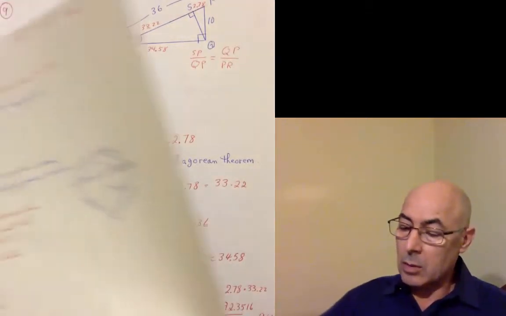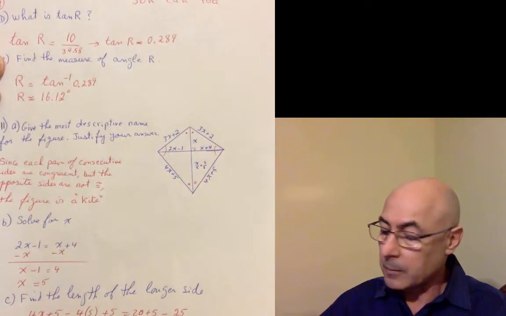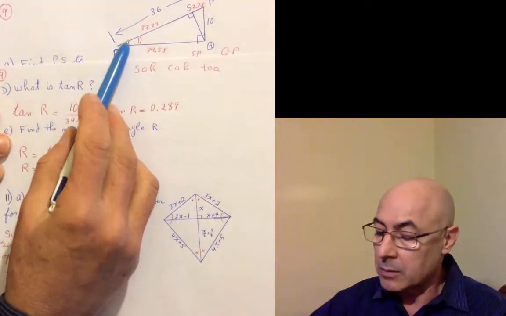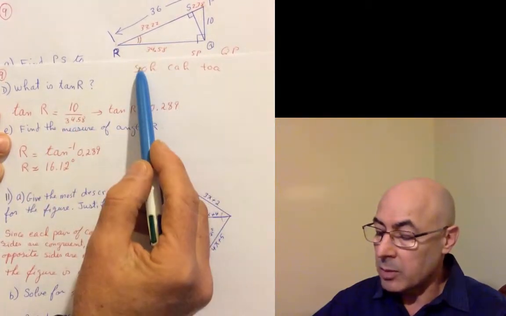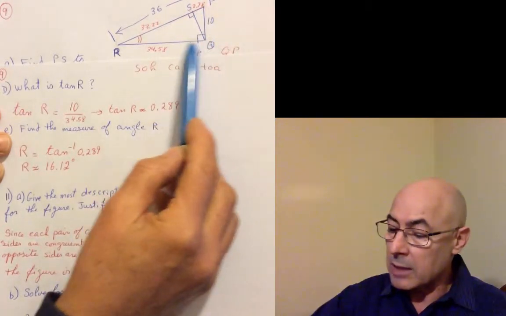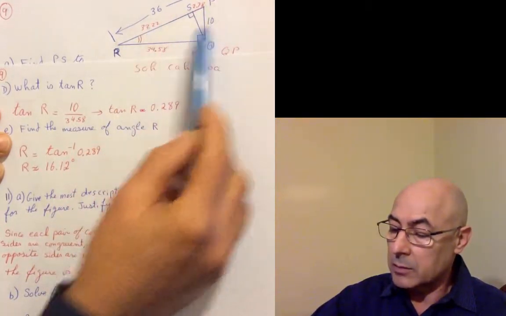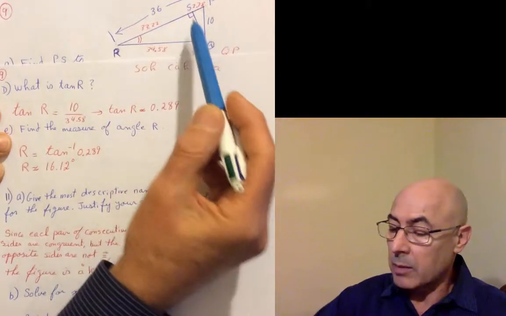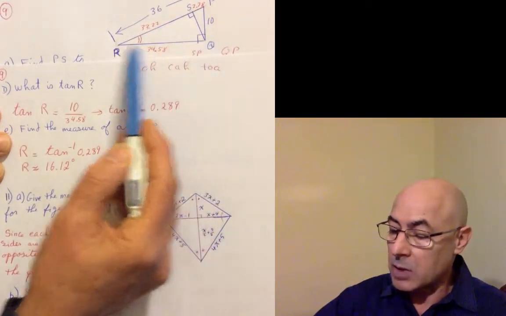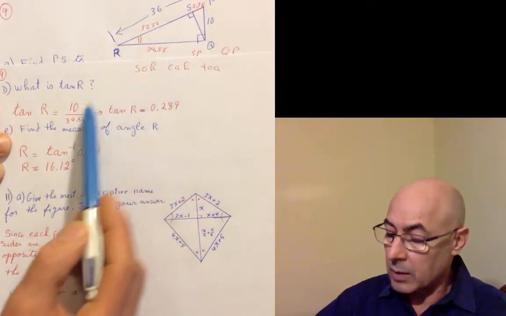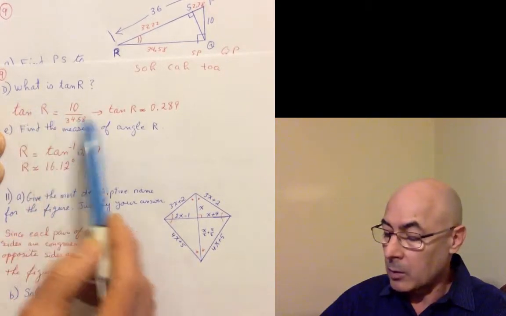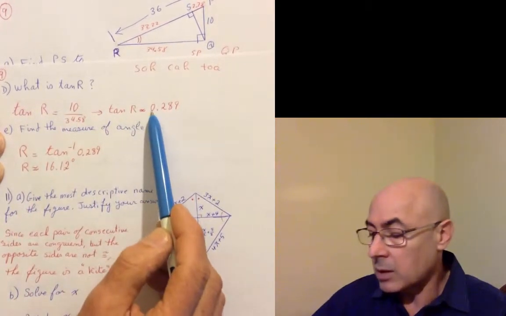Problem 9 has also part D. Do you want to know what is tangent angle R? Here is angle R. Tangent, remember SOHCAHTOA, tangent, opposite over adjacent. So I'm going to use that big right angle triangle. The opposite for R is going to be the 10. Imagine that's not there. So the opposite is going to be 10 and the adjacent is going to be 34.58. So 10 over 34.58, that's the value of tangent R. When I do the division, tangent R approximately equals 0.289.